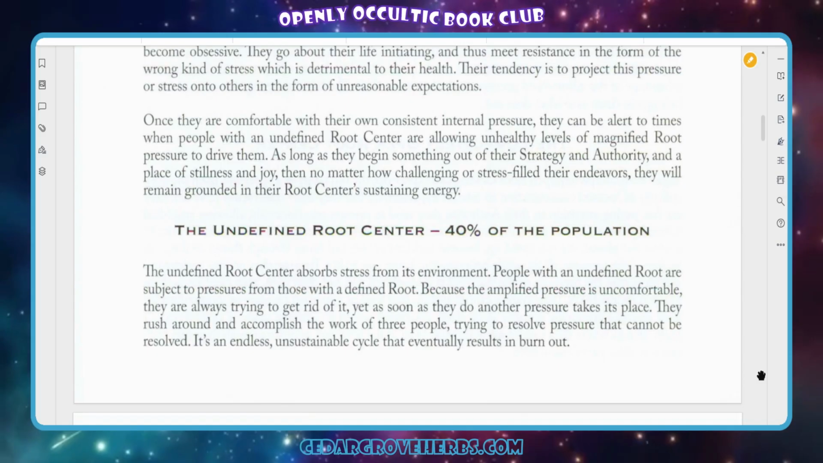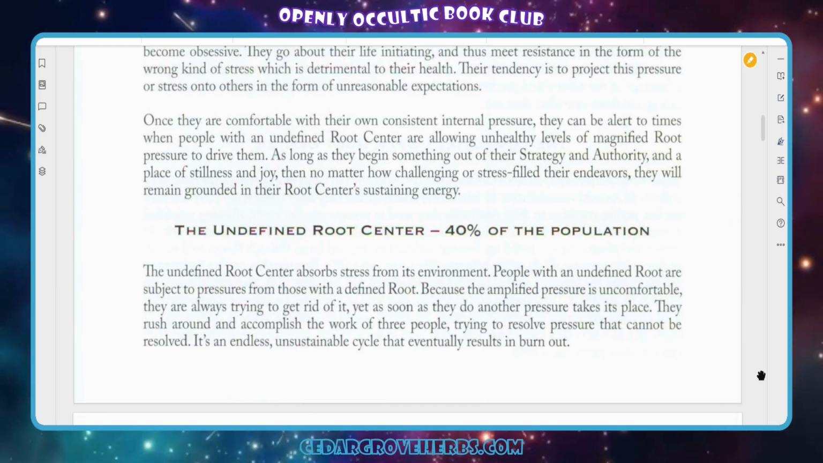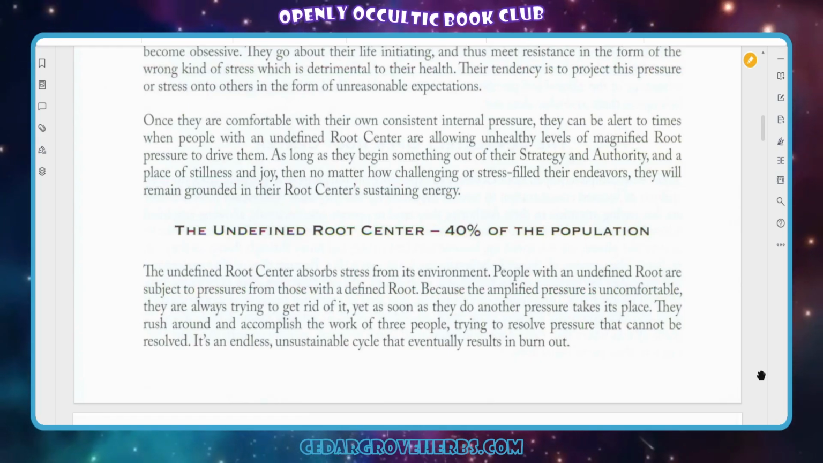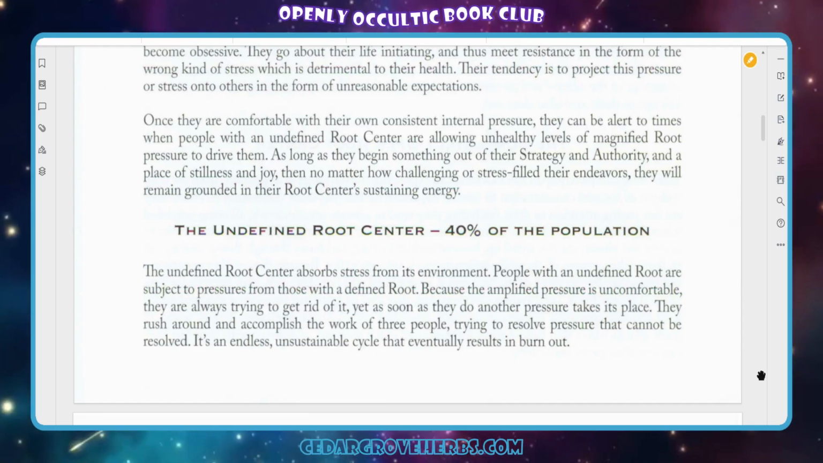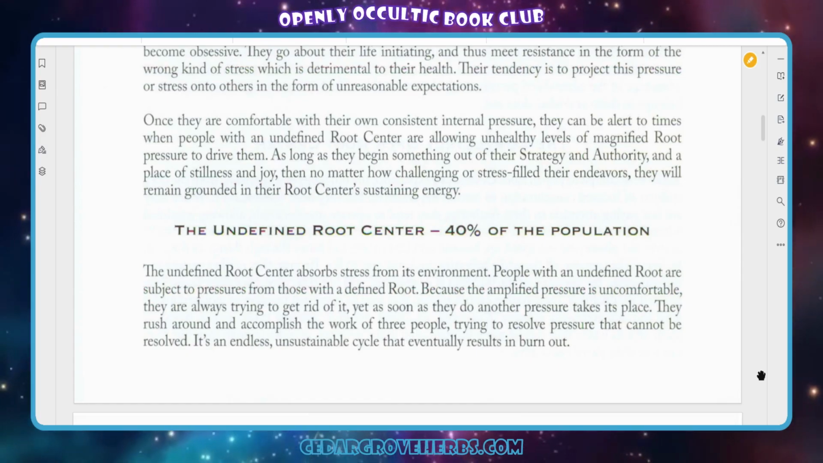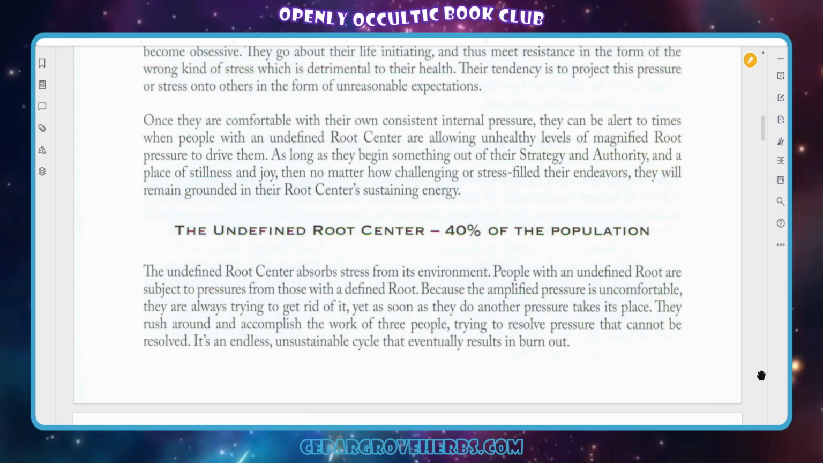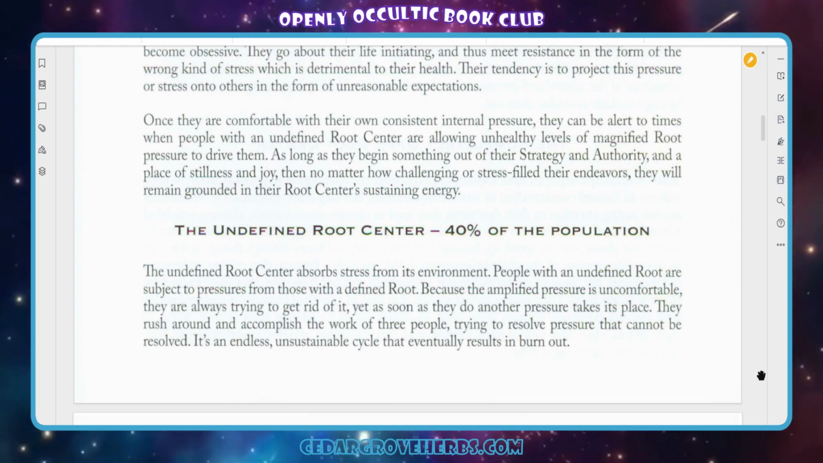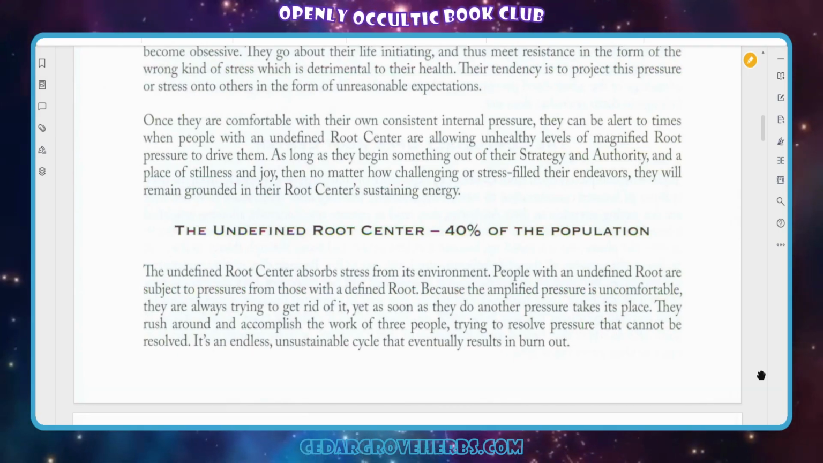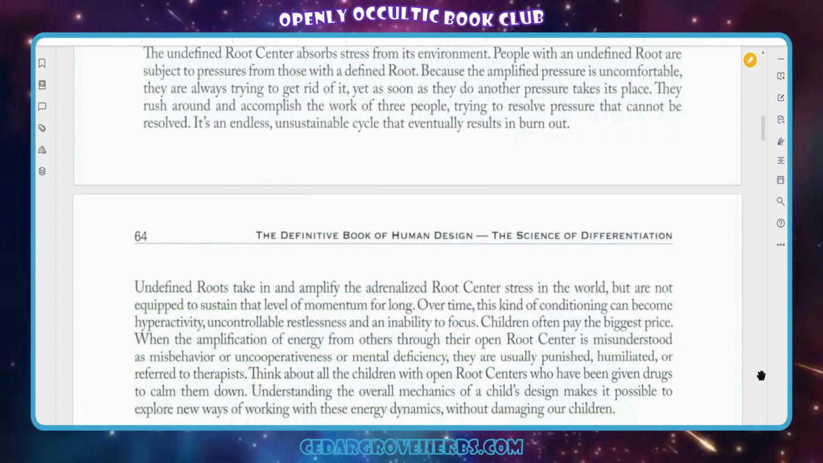The undefined root center is 40% of the population. The undefined root center absorbs stress from its environment. People with an undefined root are subject to pressures from those with a defined root. Because the amplified pressure is uncomfortable, they're always trying to get rid of it. Yet as soon as they do, another pressure takes its place. They rush around and accomplish the work of three people trying to resolve pressure that cannot be resolved. It's an endless, unsustainable cycle that eventually results in burnout.